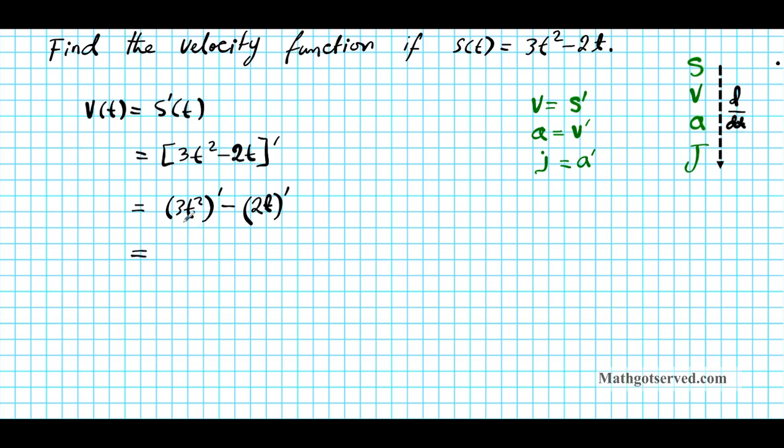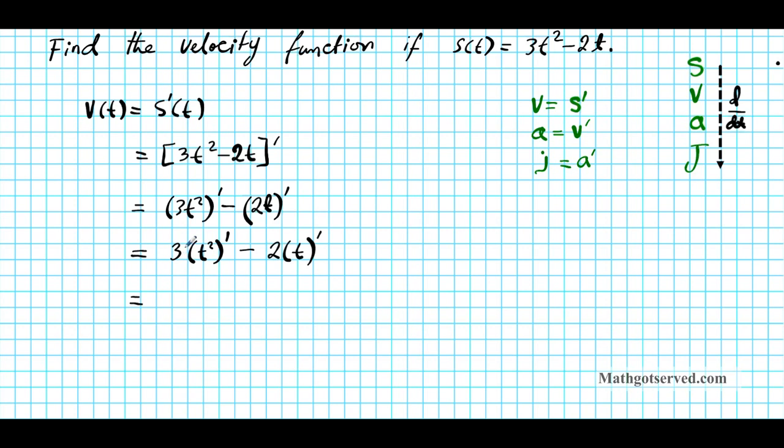So for the first term, if we apply the constant rule, it tells us that we can factor out the constant from the derivative. So this becomes 3 times t squared prime minus, same idea applies here. If we're using the constant rule, we can factor out 2, so it's 2t prime. Okay? Now we can start differentiating.